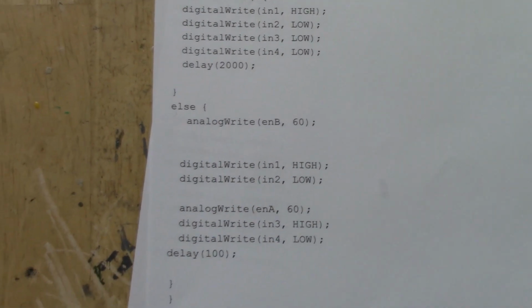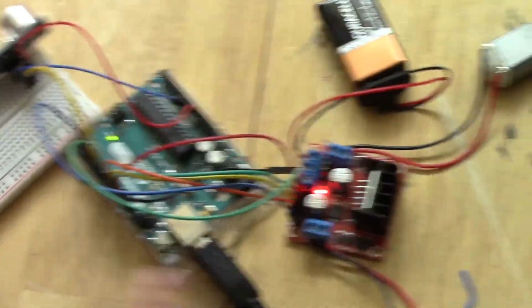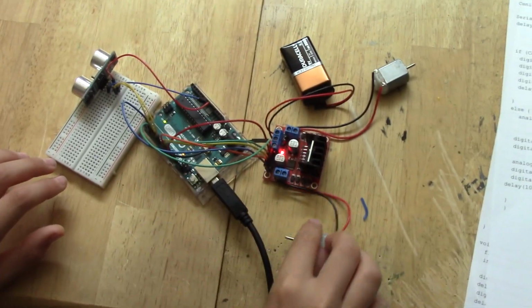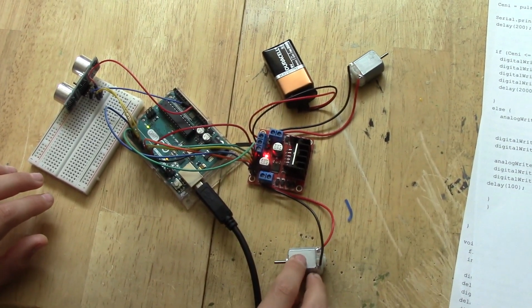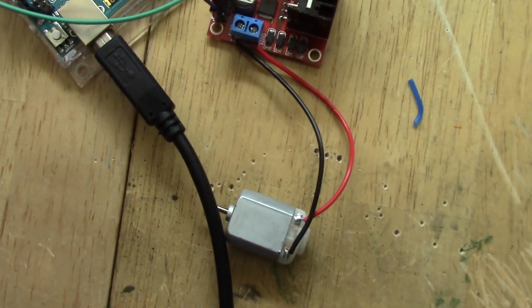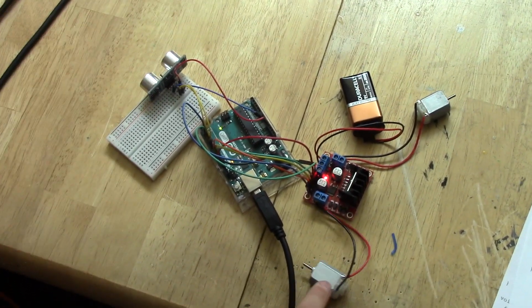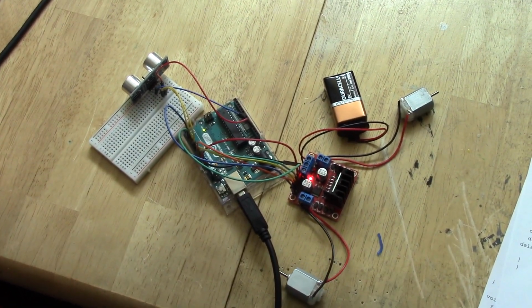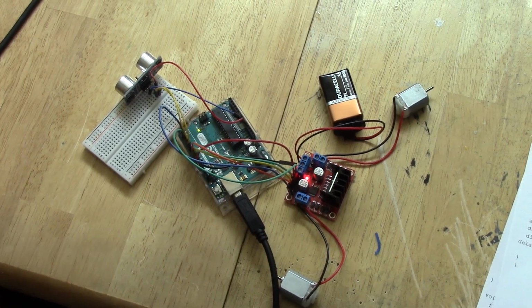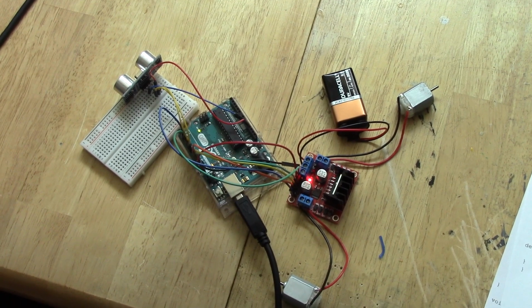Okay, so I'm going to plug it in, and you can see how this works. Both motors are going right now, and then if I put my hand in front of the ultrasonic sensor, so there's an object less than 5 centimeters in front of it, only one motor goes, as we chose there. And then they both start going again. Only one motor goes, and then they both start going again.